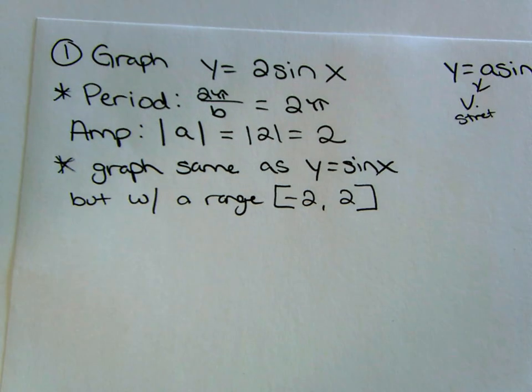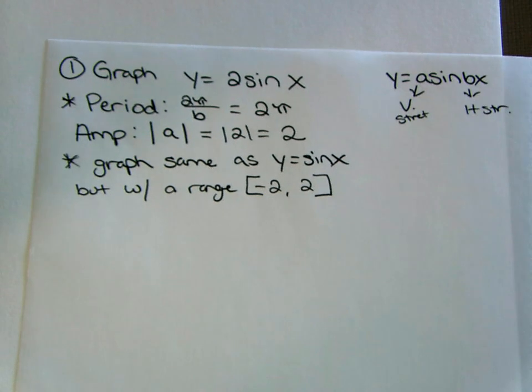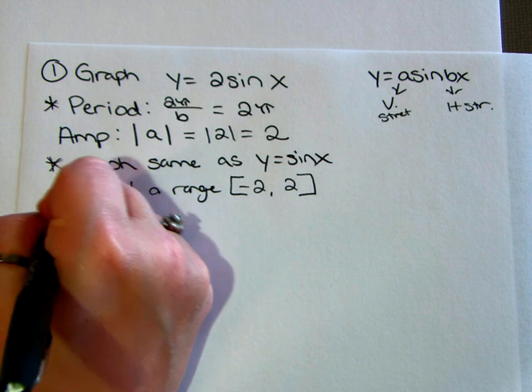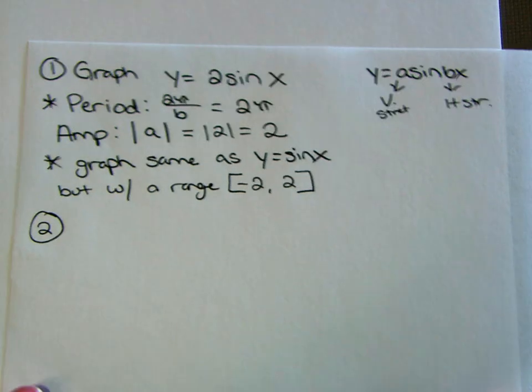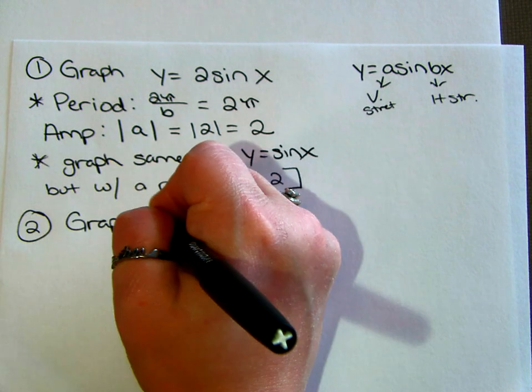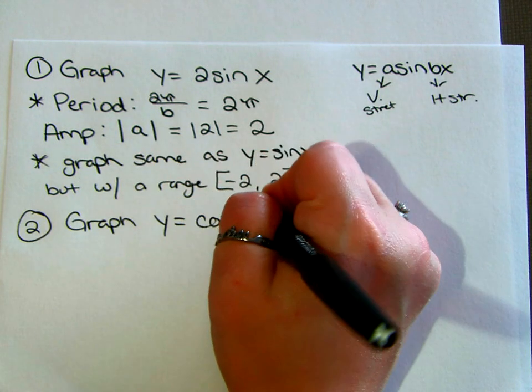Zoom back out. Let's look at a cosine one. This one we will actually do all of our steps. Graph y equals cosine of 2/3 x over 1 period.